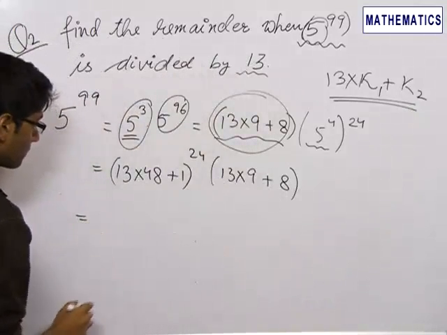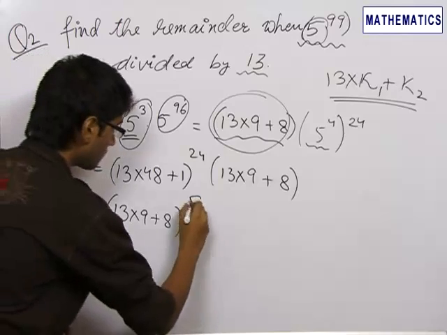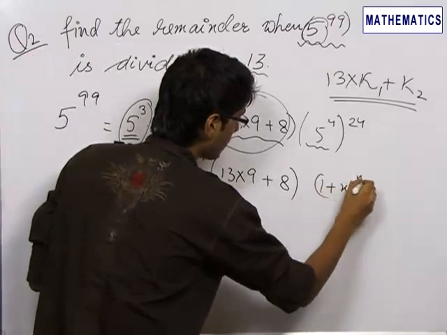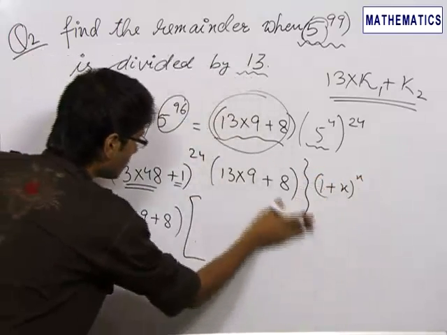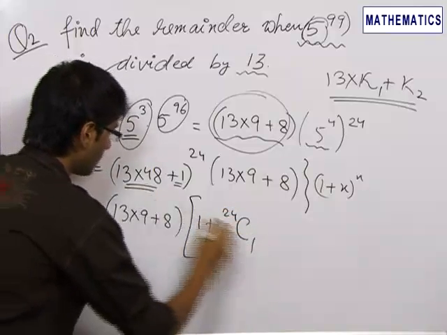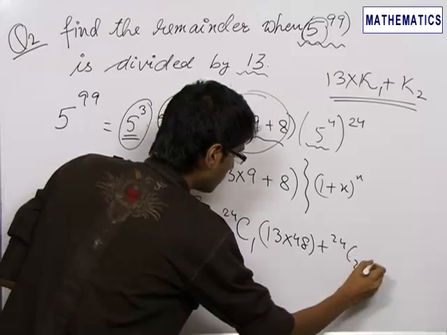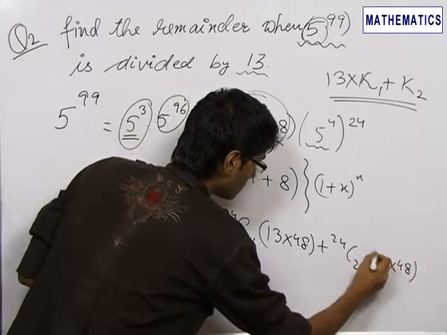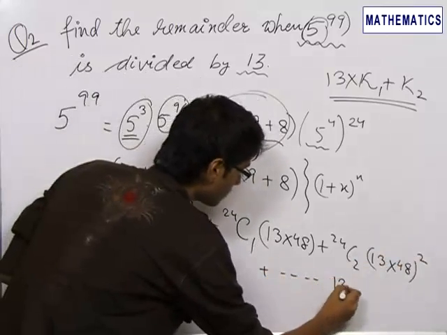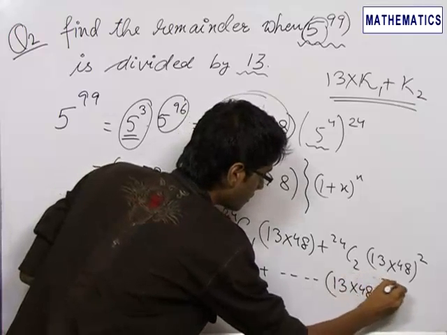So this is 13 into 9 plus 8 into, this is 1 plus x power n format, which we can write as 1 plus nc1 x plus nc2 x square going up till x power n, which is 13 into 48 power n, which is 24.